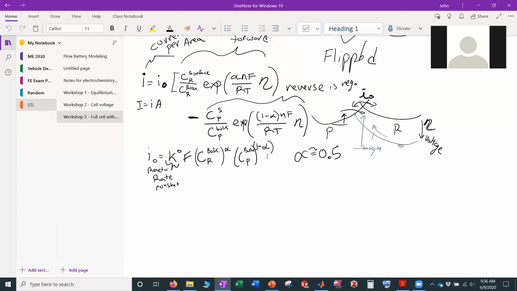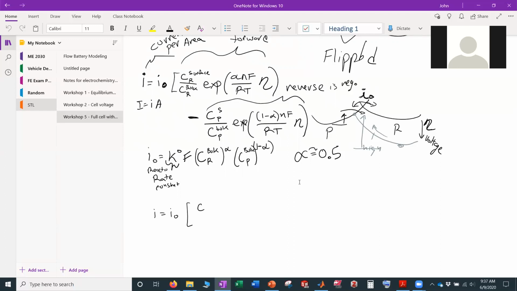A good discussion would be how can you know whether that's negligible? What has to be the size of the overpotentials? You'd have to compare this term to see. I would say if this term is 10 times bigger than this term or more, you could probably start to ignore this term. So we ignore that term, and then we basically have I equals I naught.